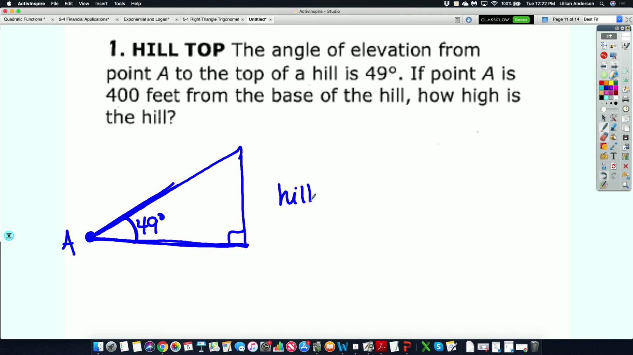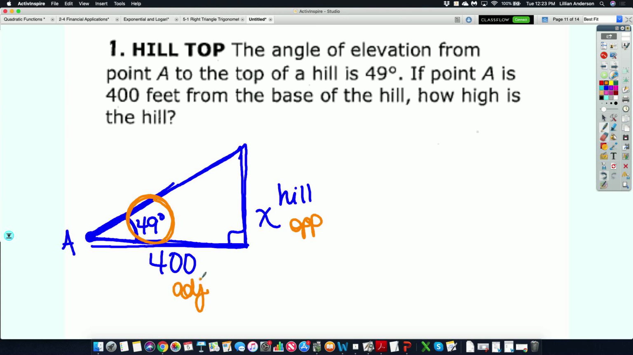If point A is 400 feet from the base of the hill, where's that 400 going to go? It's on the bottom. It's on that adjacent side. I like that terminology. How high is the hill? What am I looking for? I am looking for my opposite. If I can identify where my hill is in my picture, then I'll be good to go. And I like how you guys told me opposite and adjacent, because you're basing it off of the 49-degree angle, correct? X is my opposite. 400 is my adjacent. Which trig ratio am I going to use?